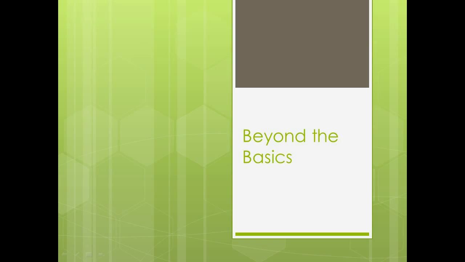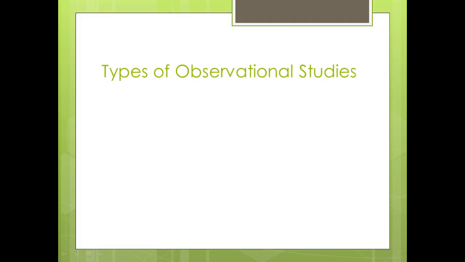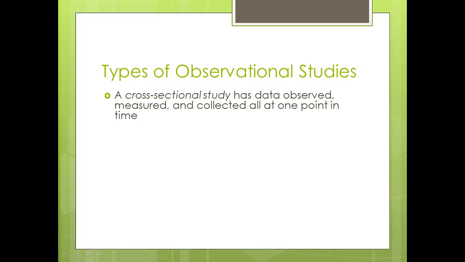This is the last lesson that we'll deal with in Chapter 1 of the Elementary Statistics course. This is called Beyond the Basics. We're talking about beyond the basics of collecting data. We'll start off with the fact that we have three types of observational studies.